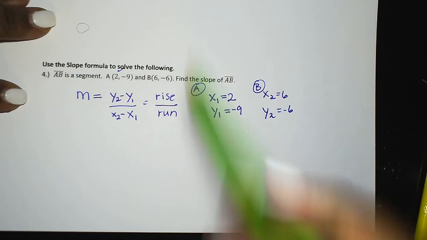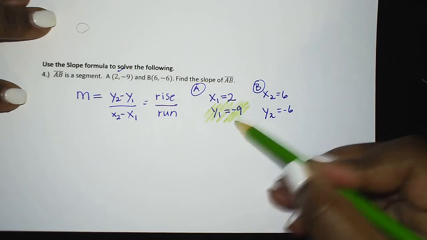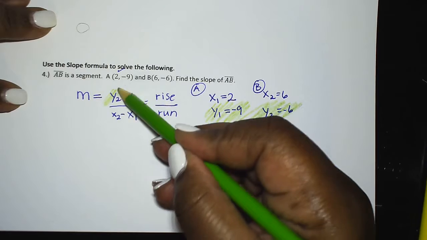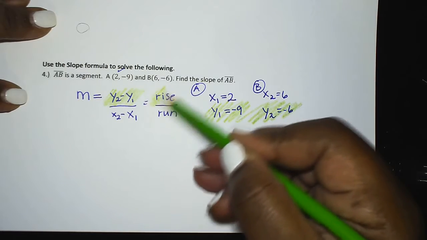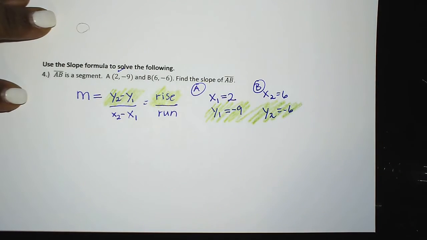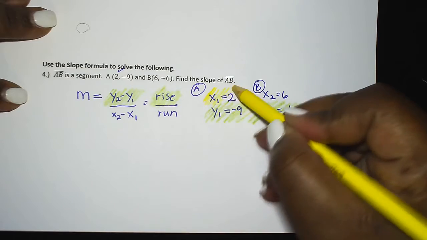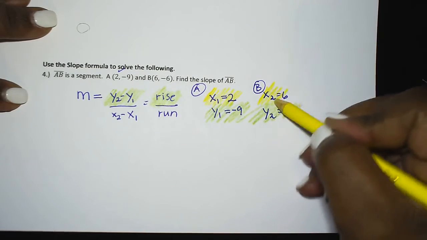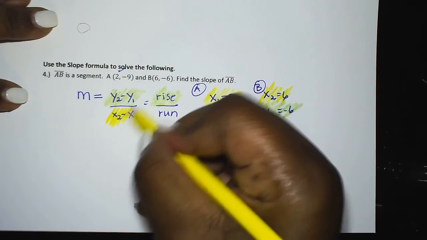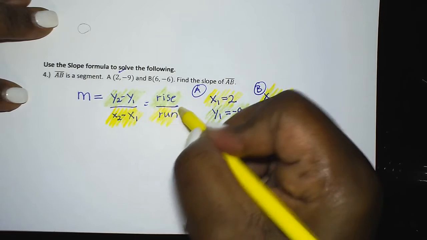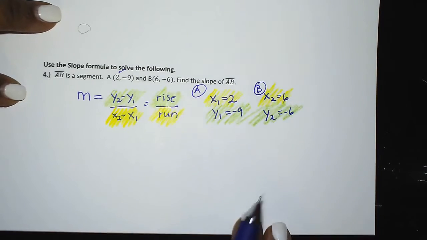So my y values are here. That's what goes on the top. That's my rise. My x values are here for A point and then for B point. That goes at the bottom. That's my run. All right.